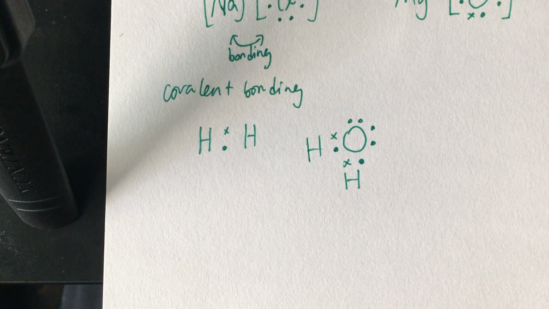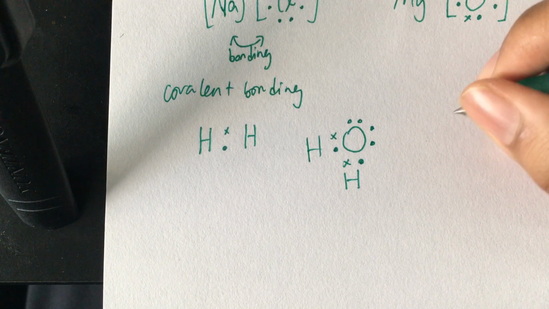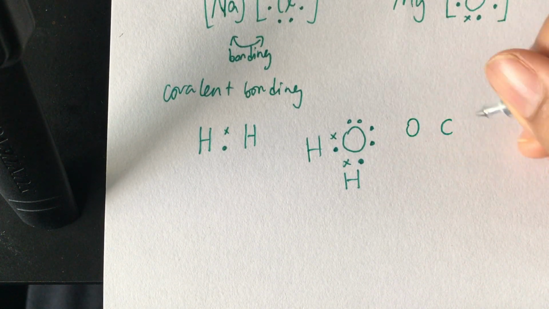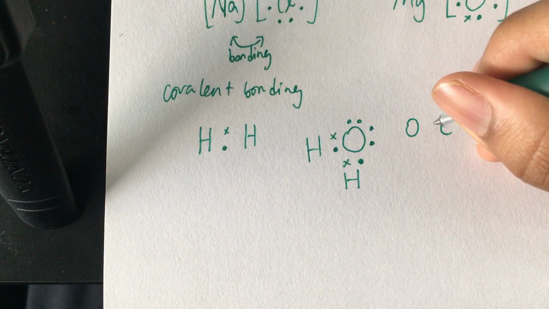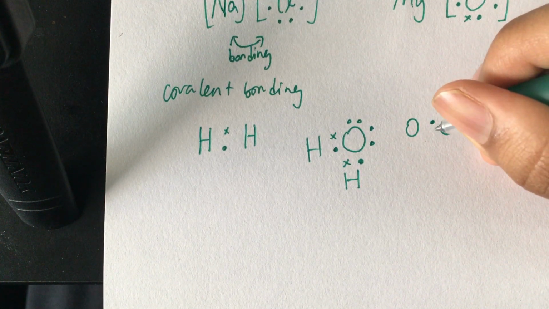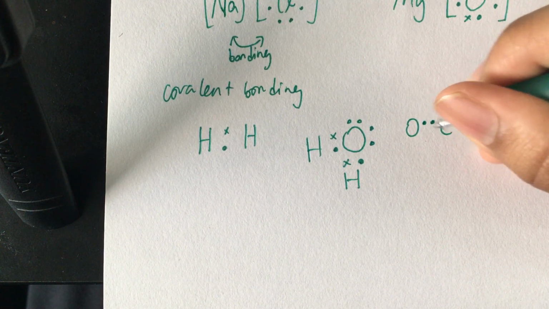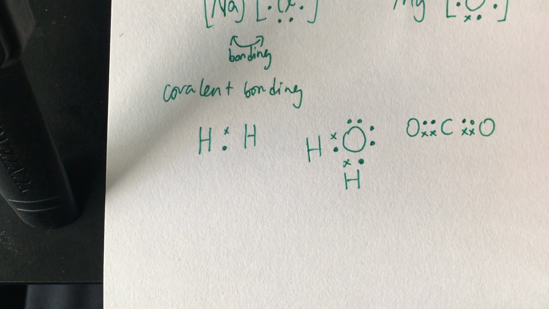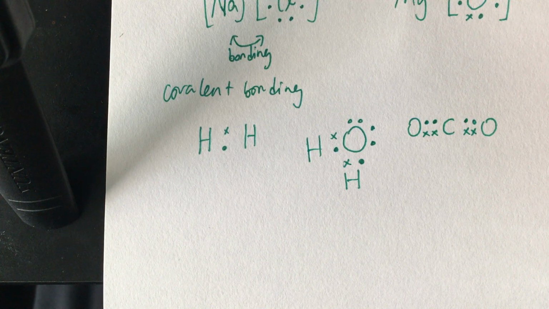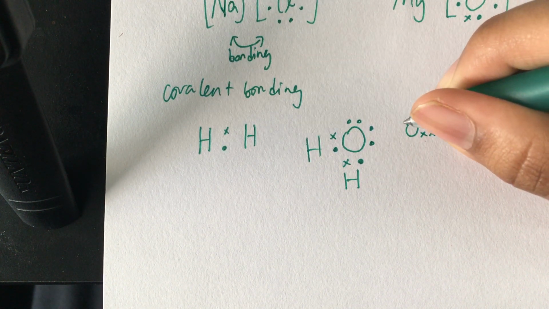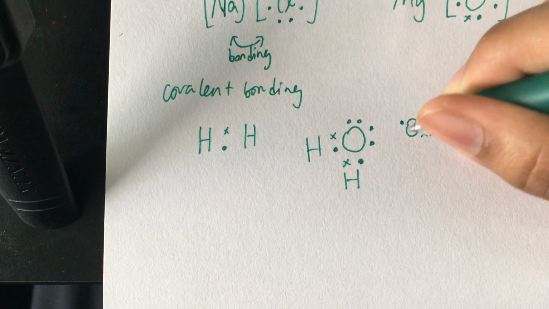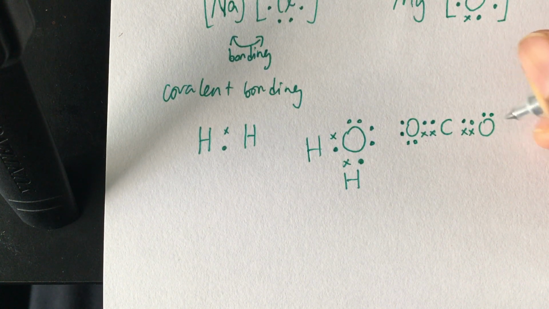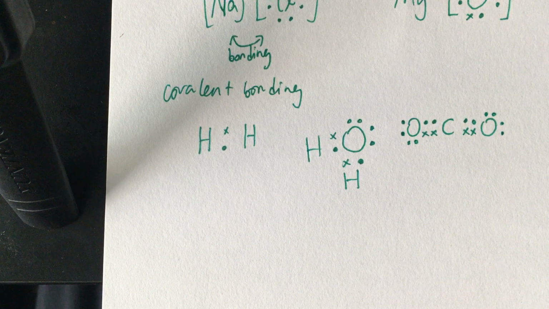Is it single, double, or triple bonding? For example, H2O has single bonding, but CO2 has double bonding. You should reflect the number of shared pairs based on the number of bonds between the two atoms. For a single bond like in H2O, you just put a cross and a dot, and that's one pair, simple as that.